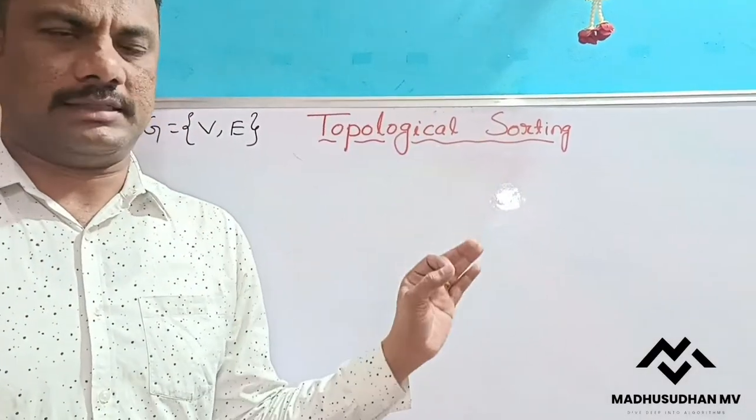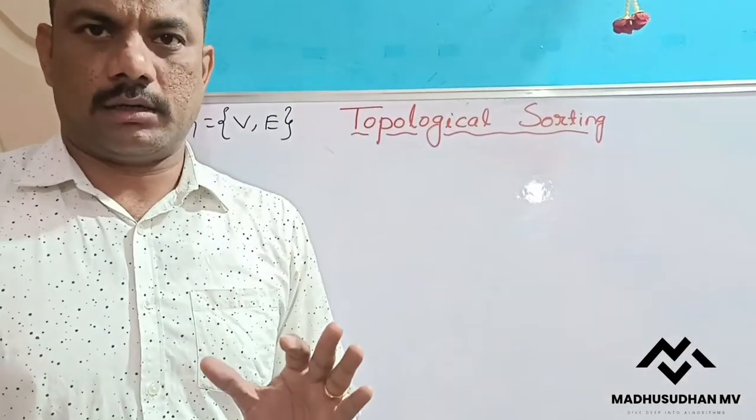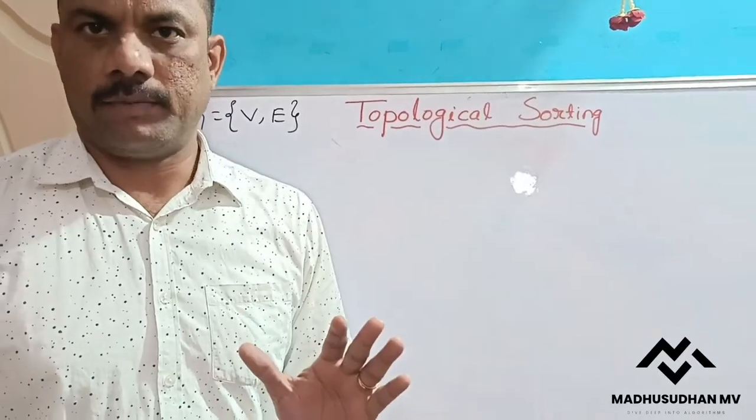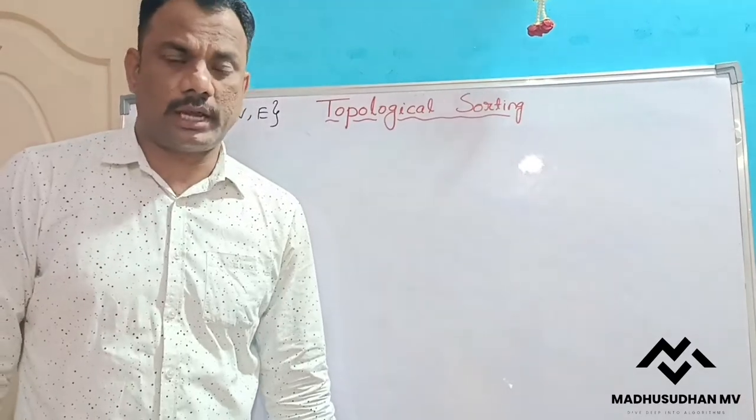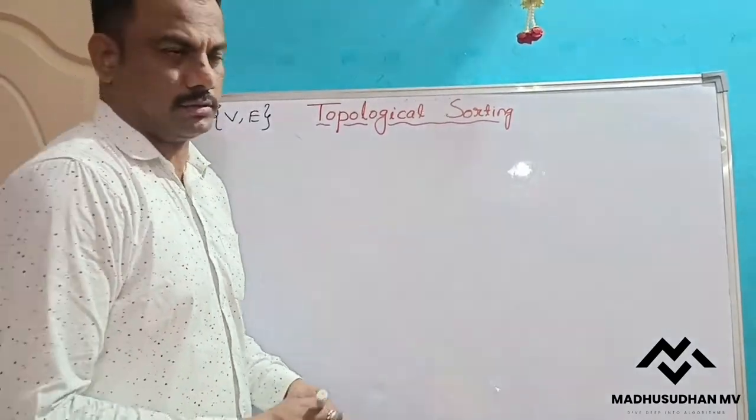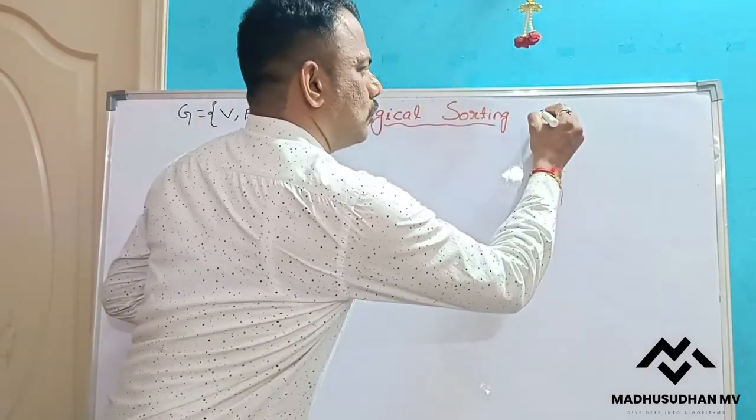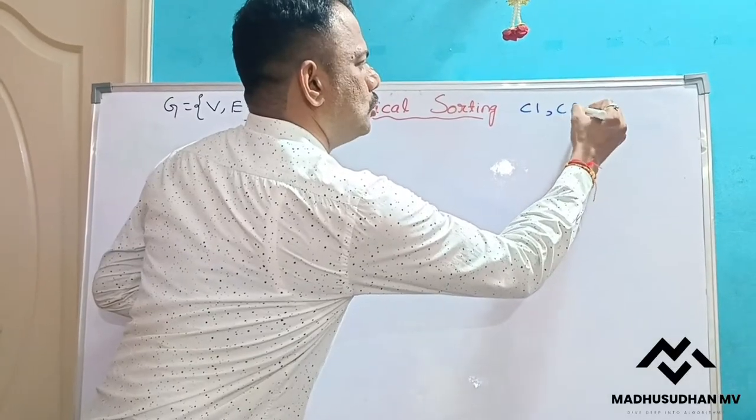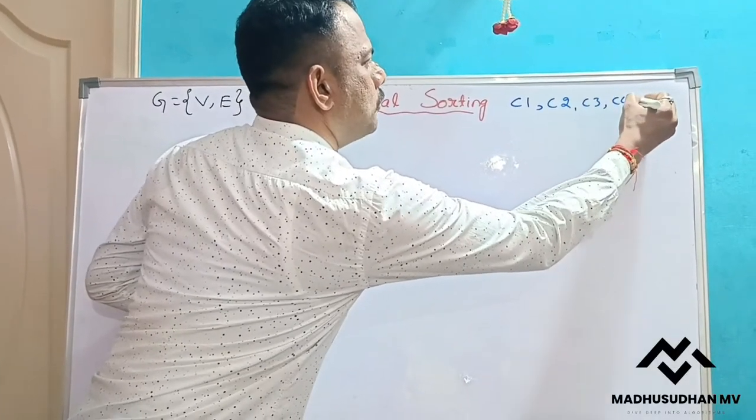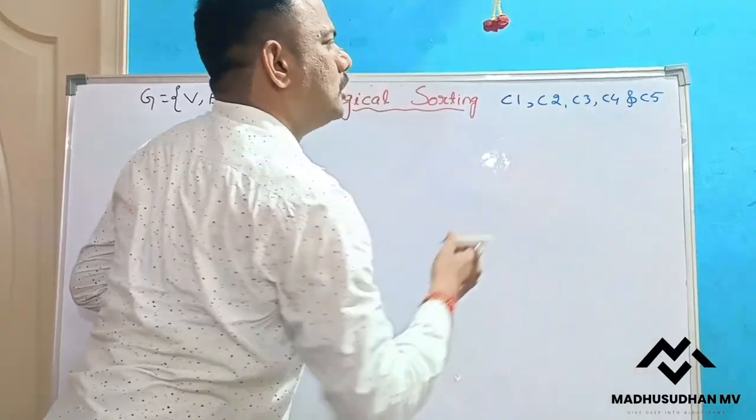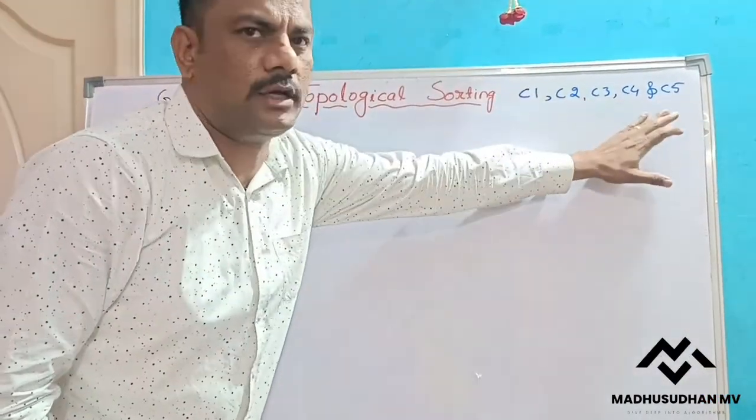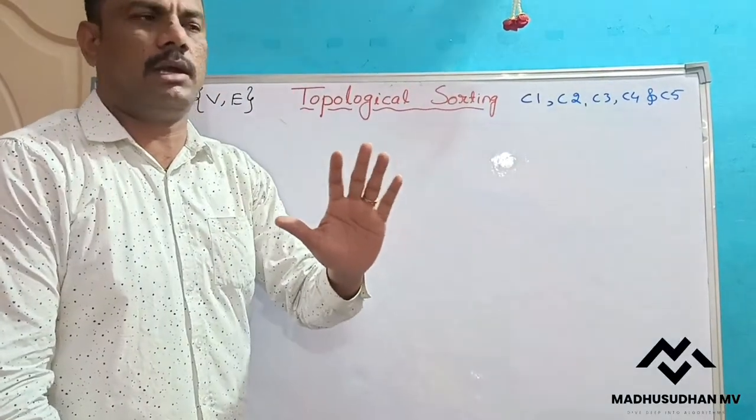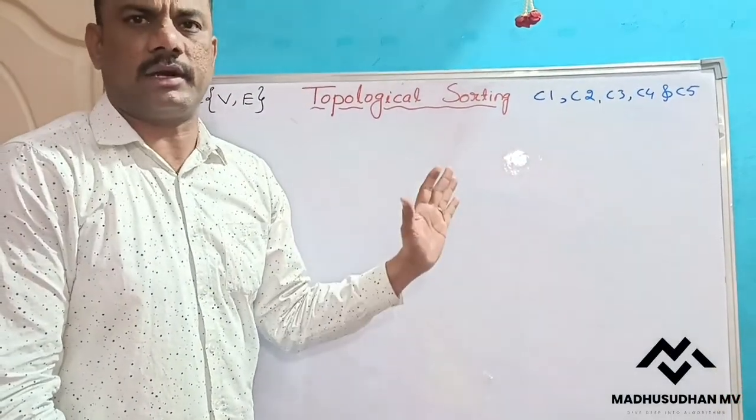Let us take one simple example. Assume a student has to get a degree certificate. The condition is, in order to get the degree certificate, the student has to complete 5 courses: course 1, course 2, course 3, course 4 and course 5. If the student completes all these 5 courses, then only will he be able to get the degree certificate.